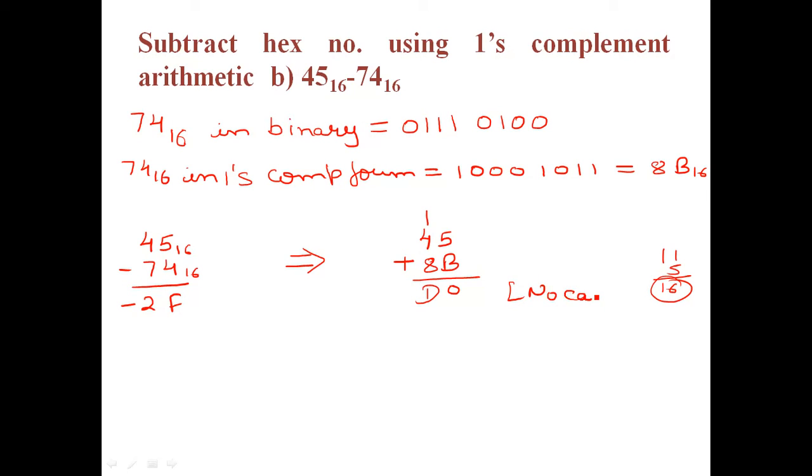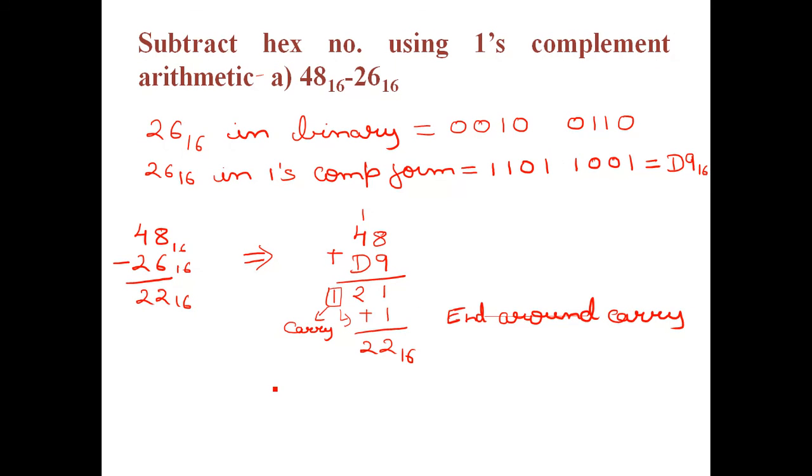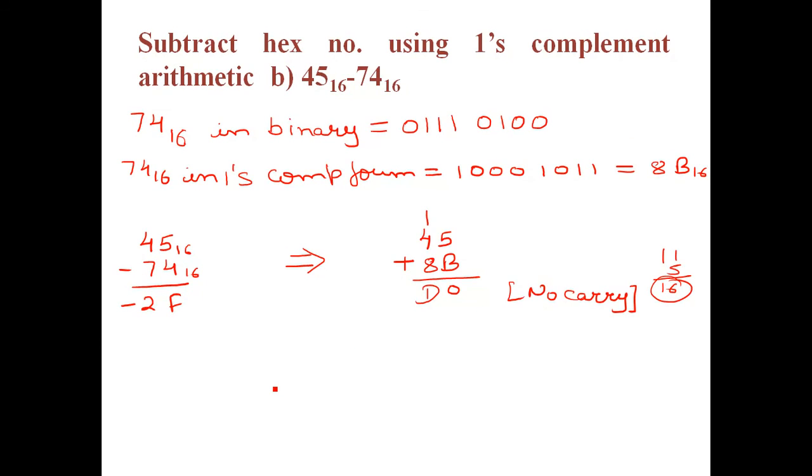So here we are having no carry. In the previous question we were having a carry. Carry indicates that the result obtained is positive and it is in hex number. But in this example we are not having any carry. So if there is no carry, it means the result obtained is negative and it is in ones complement form.